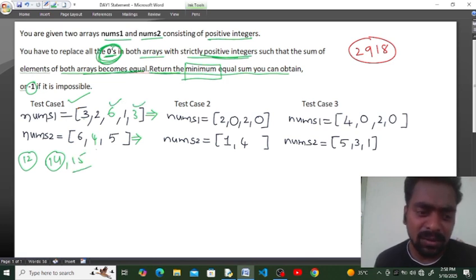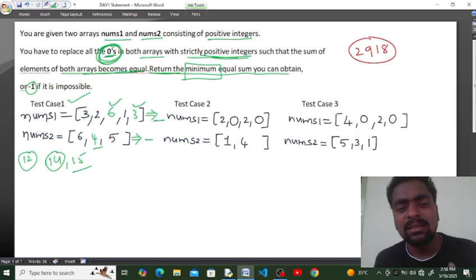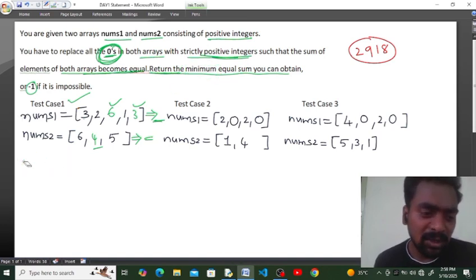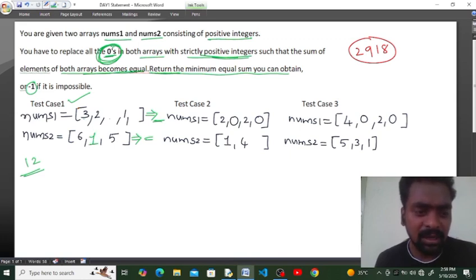You can replace these zeros with any number, but finally you will get the same sums. But out of all possible answers, our target is not to find all possible answers. Our target is to find the minimal equal sum. So out of all these possible answers, 12 is the minimal equal sum, right? So this 12 will come if you replace the 0 of the second array with 1 and the two zeros of the first nums with 3 and 3, right? So this sum is also equal to 12, right?